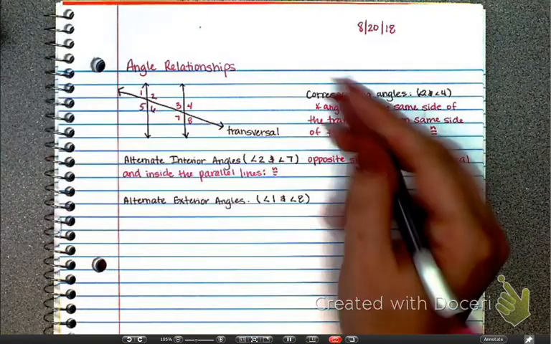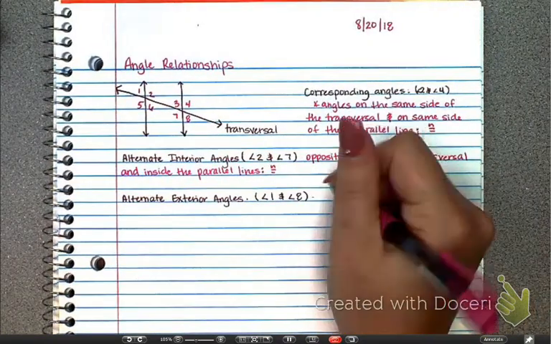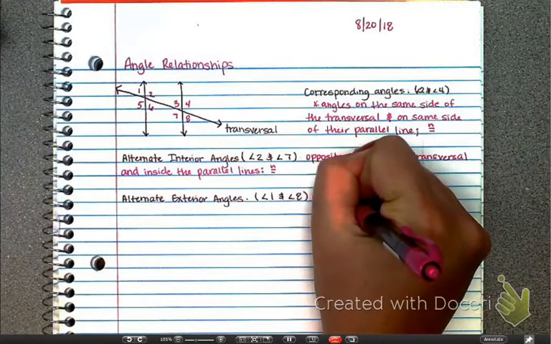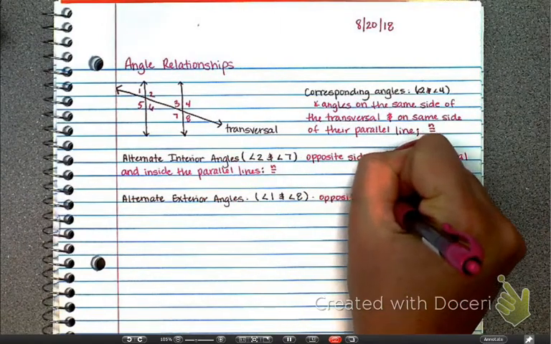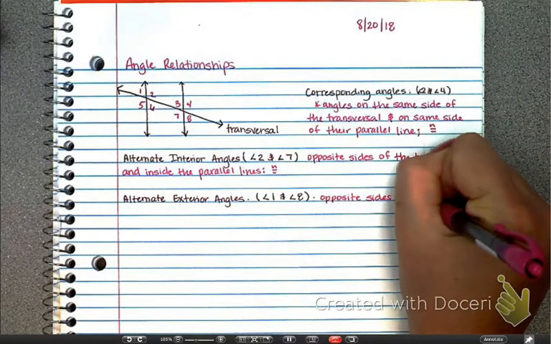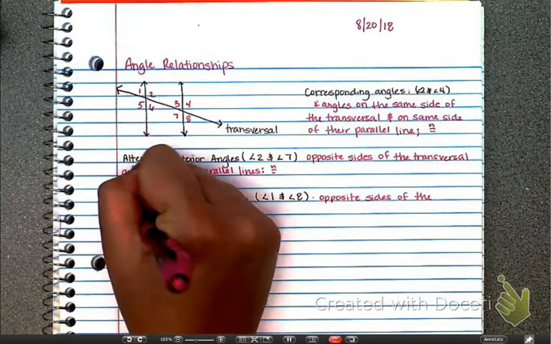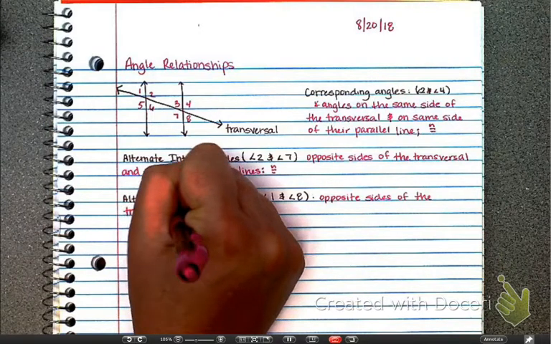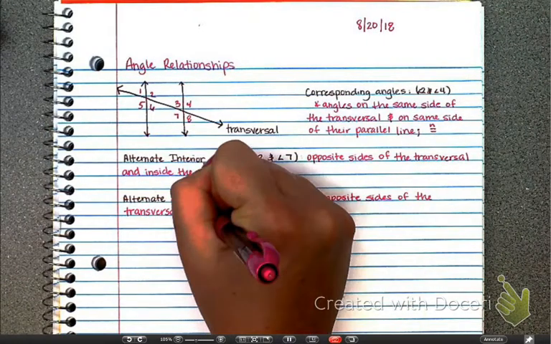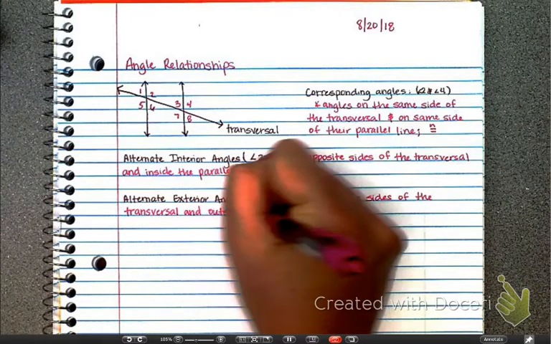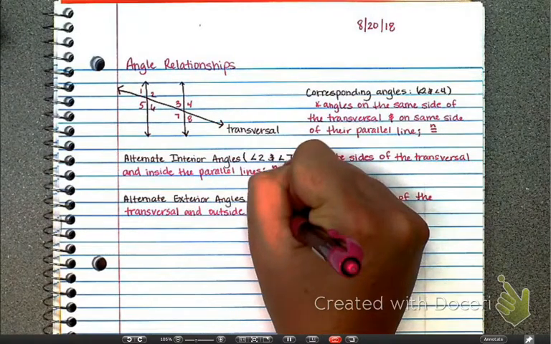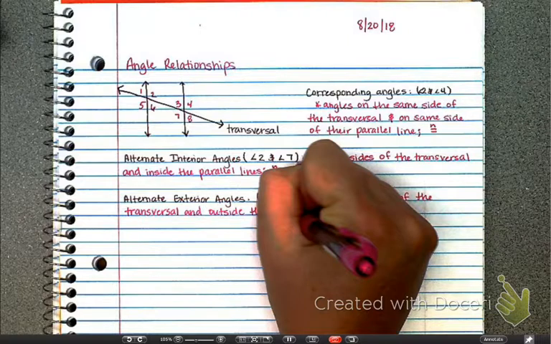These ones also tell you exactly where they're at. So they are, again, on the opposite side of the transversal. But in this case, they are outside the parallel lines. Are these angles congruent or supplementary? They are also congruent.